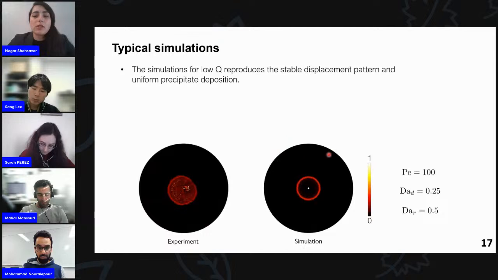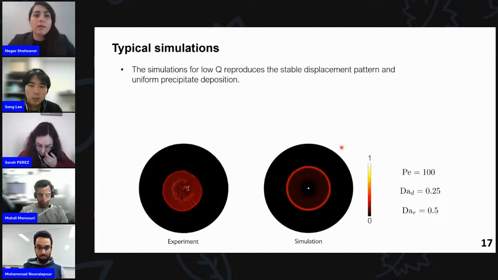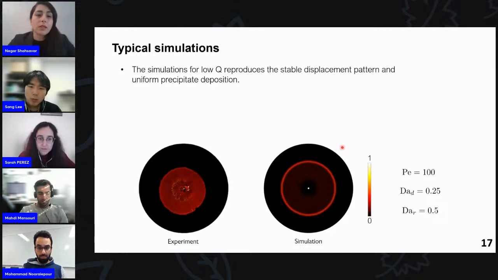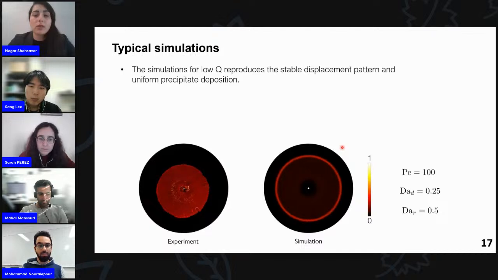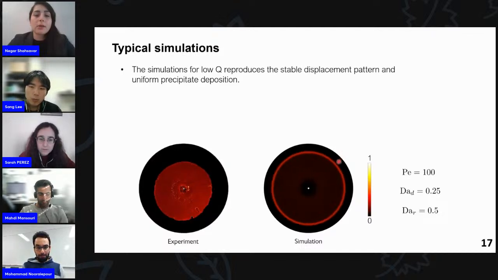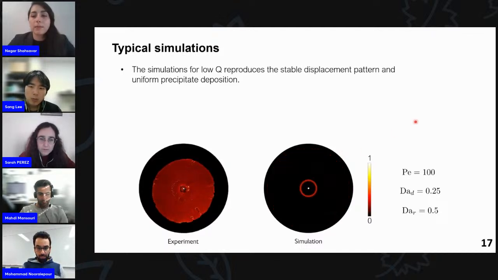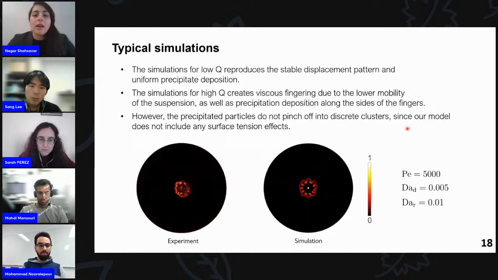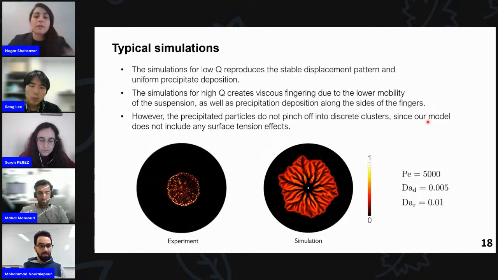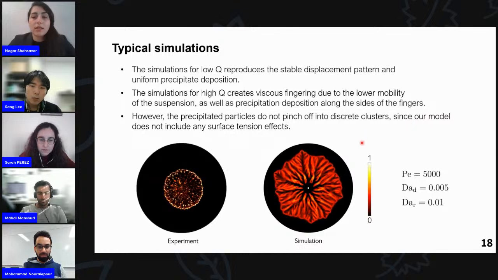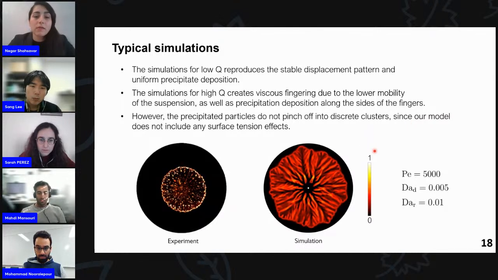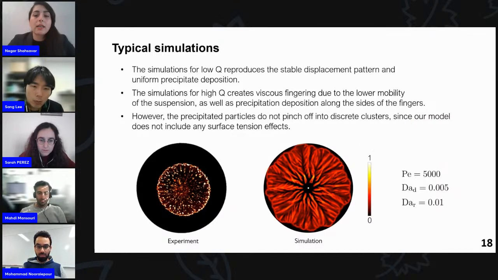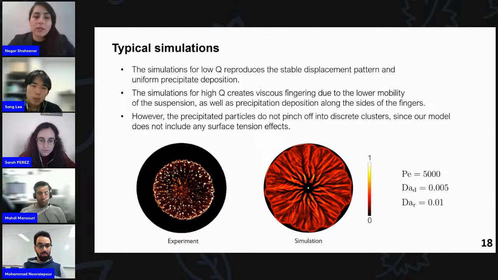The simulation results show the same behavior that we observe in the experiments. So at low injection rate, we observe that the precipitation band is stable and small particles deposit uniformly all over the cell. While at high injection rate simulations, the same as experiments, the band of precipitation is unstable and we have viscous fingering. We also see that precipitates deposit along the finger side.